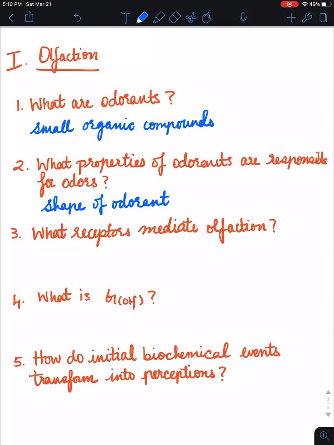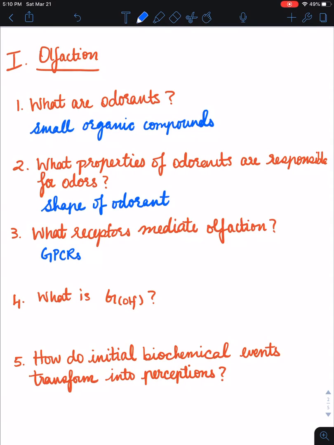And what kinds of receptors mediate olfaction? This is something that we have already looked at previously with cyclic AMP, GPCRs, and the phosphoinositide cascade. So likewise with olfaction, we are also going to be looking at GPCRs, and GPCRs are the receptors that mediate olfaction.